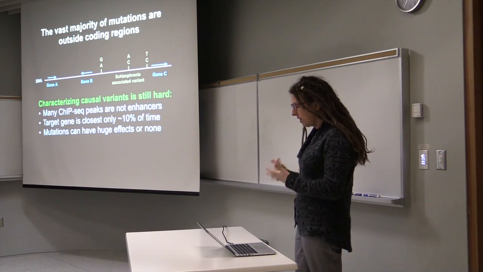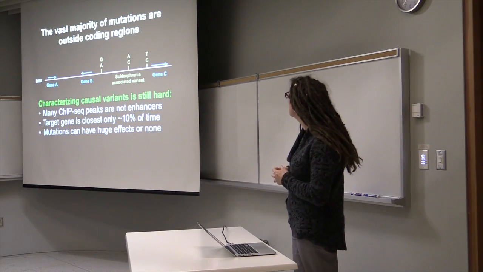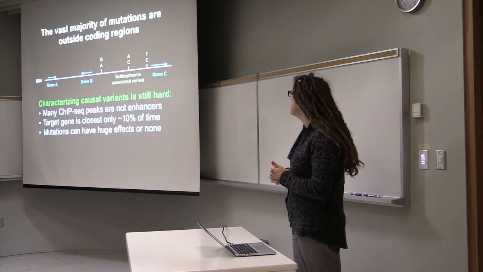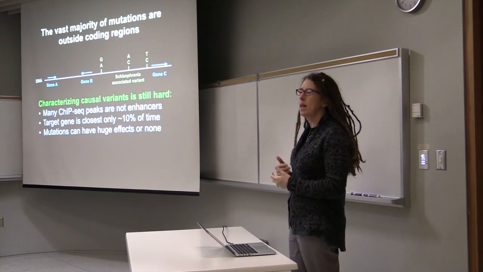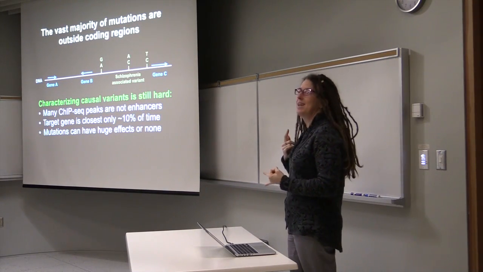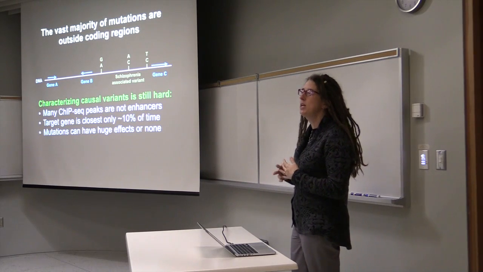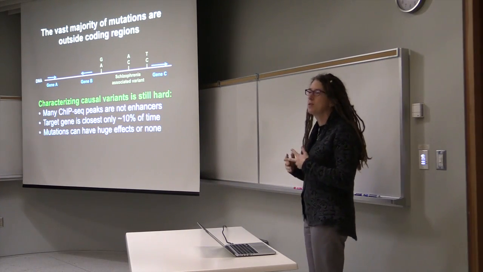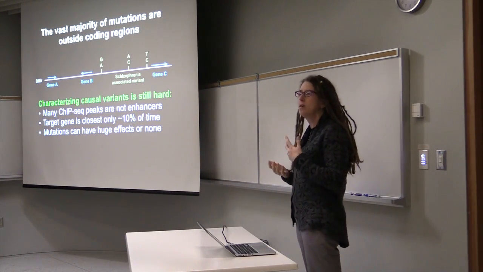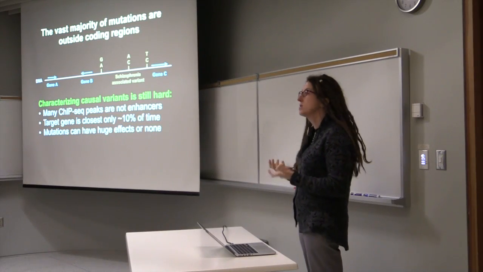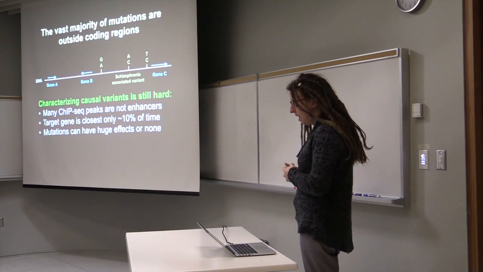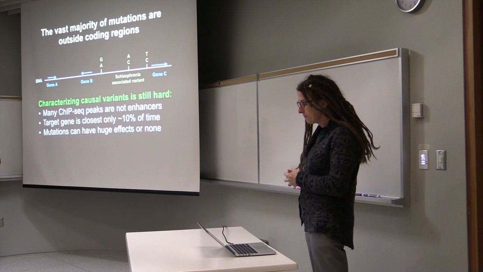And then finally, which is more the focus of the talk today, what happens if you mutate a non-coding element that is a functional enhancer, looping to the promoter of a gene? We've seen many examples where there's no effect at all, and others where a single nucleotide variant has a huge effect. So we're not very good at interpreting that.